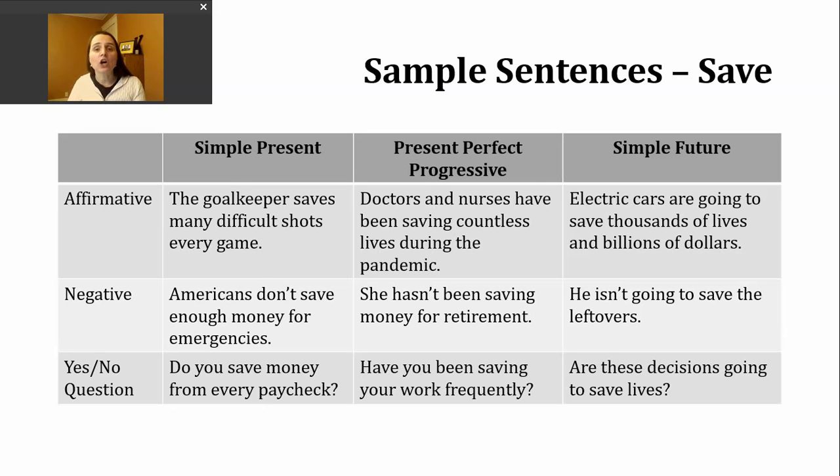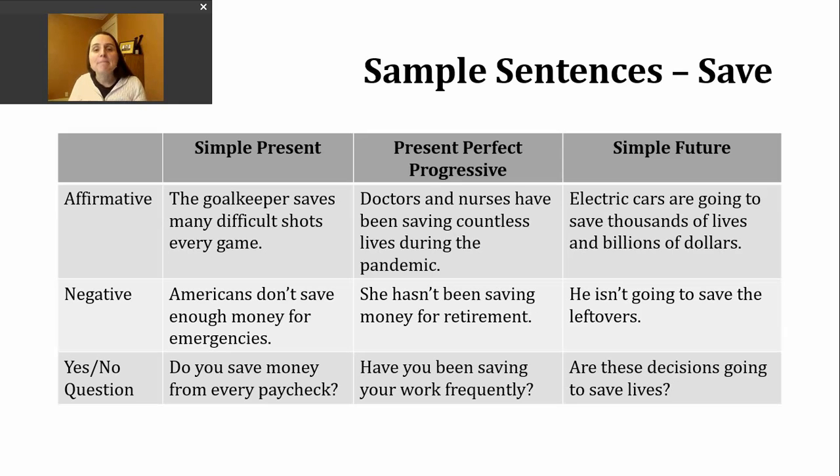Now let's take a look at the present perfect progressive. Okay? We're using this verb tense to talk about an action that has started in the past and it continues into the present. Many people think of this action as being unfinished. There are instances, though, where people will use the present perfect progressive to talk about something that just recently finished.